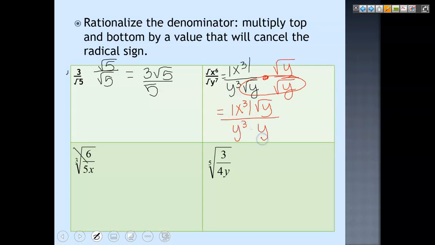This is like y cubed times y now, though, because the two square roots become their own. So you again have to apply your rules, which says you need to add the 3 and the 1 together to get a 4. The square root y cannot simplify with the y because they do not have like variables. They are not like terms. And then we're going to take that cube root 6 and 5x and think of them as separate problems.